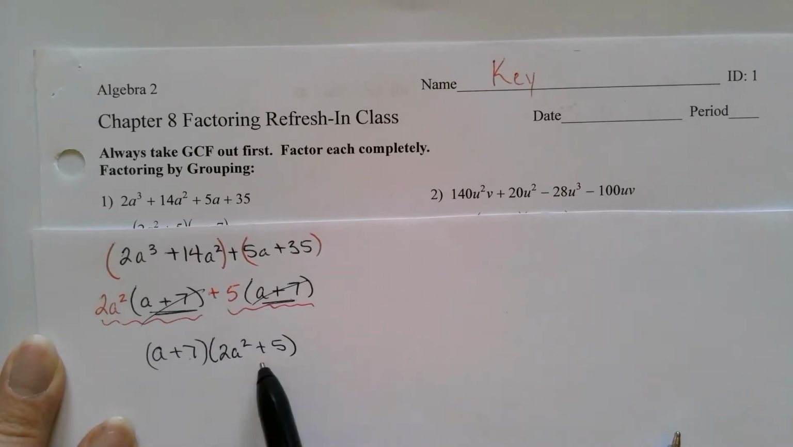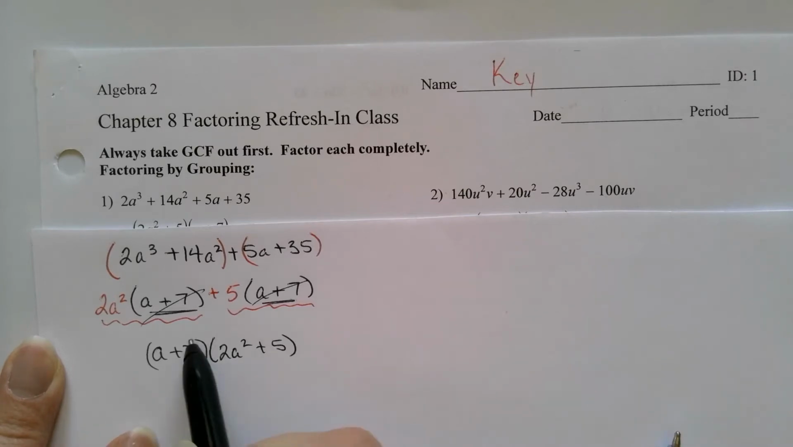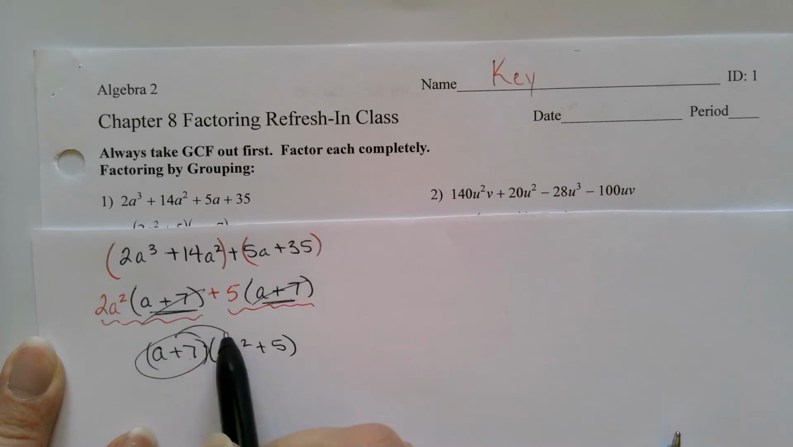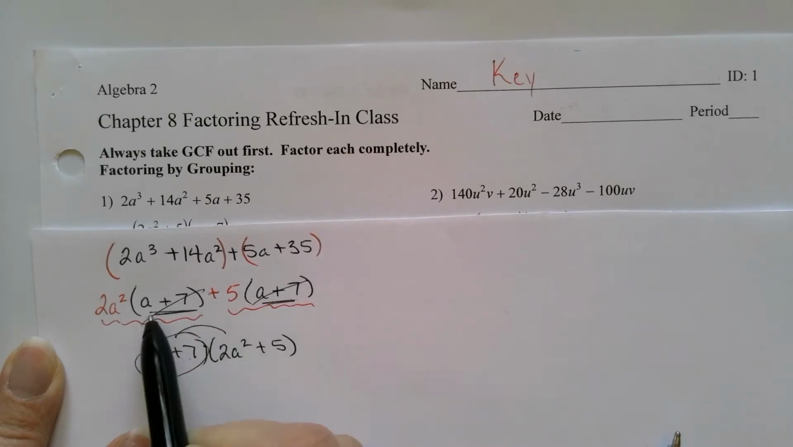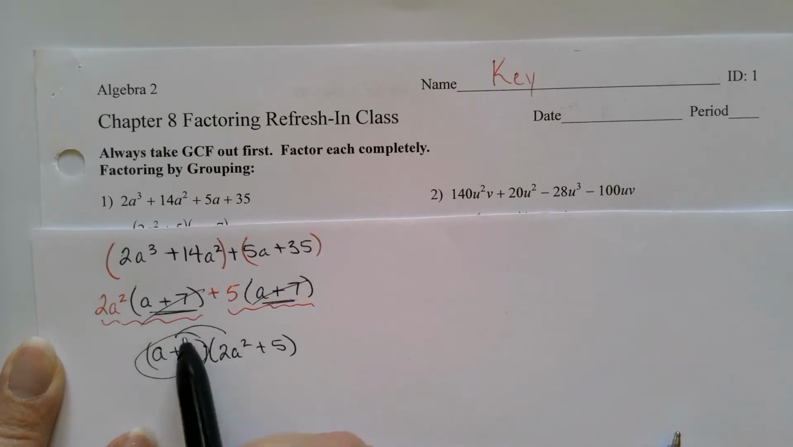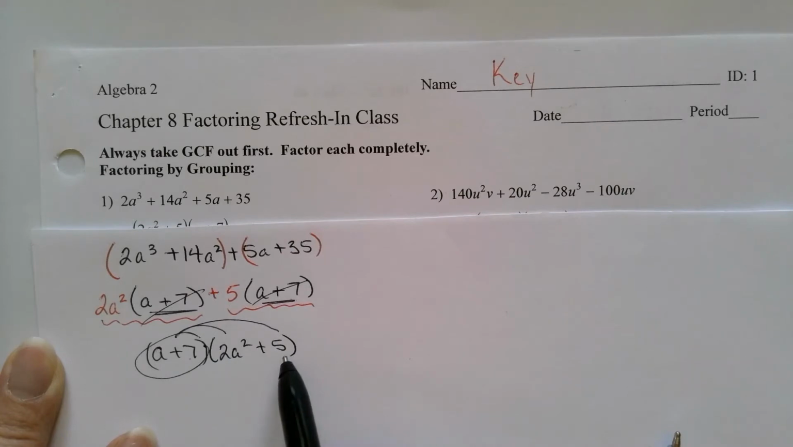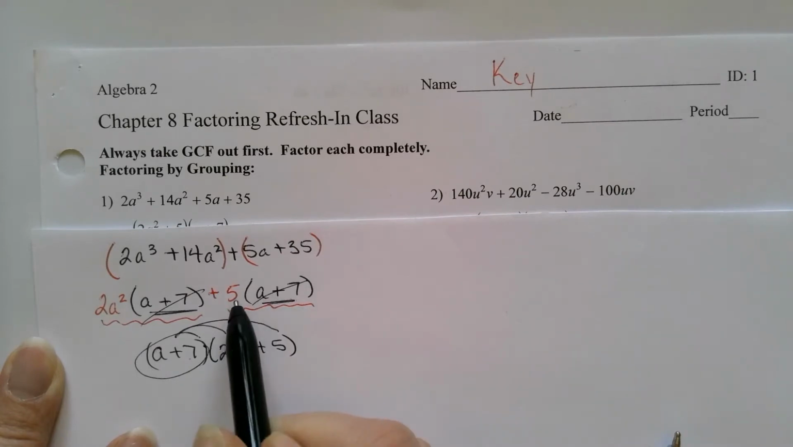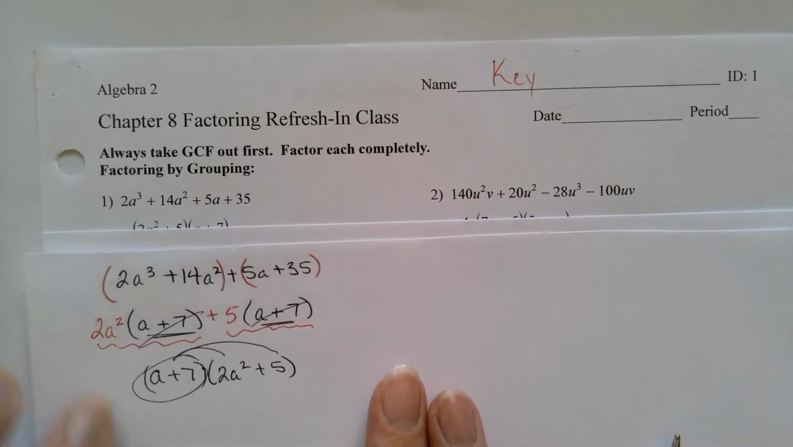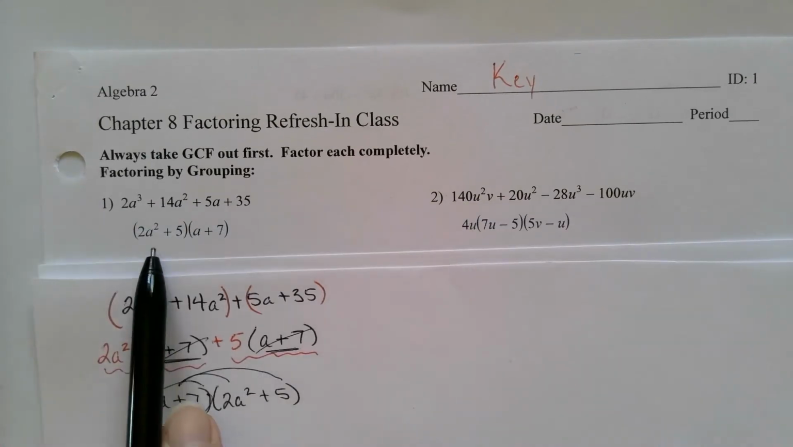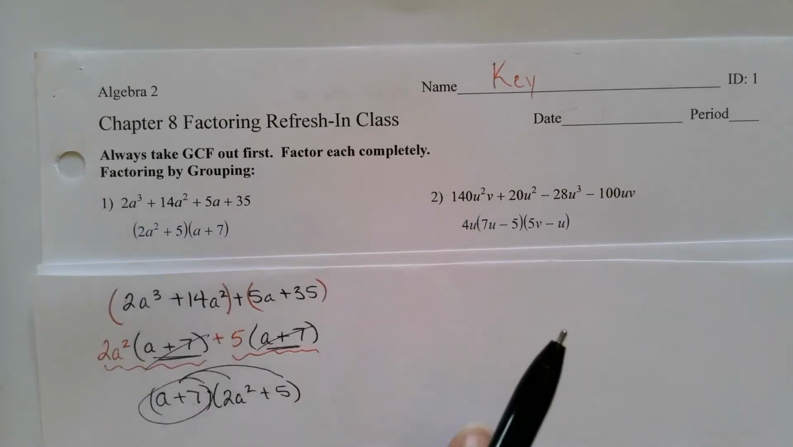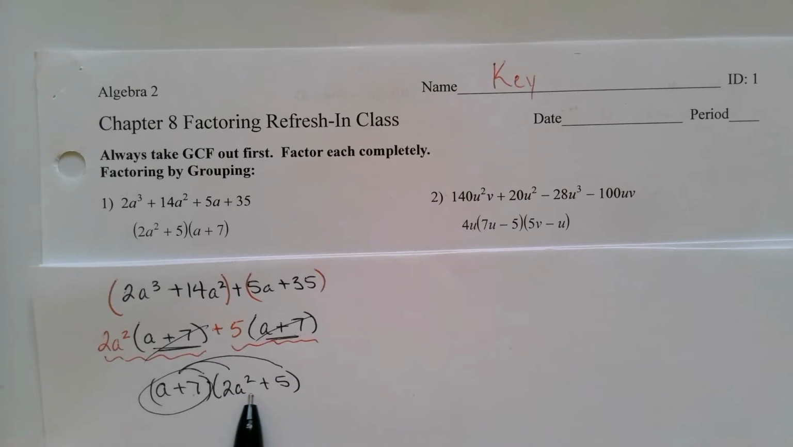Double check that there's no GCF left that I missed. If I would take this a plus 7 and distribute it, I would get a plus 7 times 2a squared. And then I would take the a plus 7 and distribute it to the 5, and I'd get the a plus 7 times 5. So, final answer, 2a squared plus 5, times a plus 7. I have it in the other order, and the order doesn't matter because multiplication is commutative.